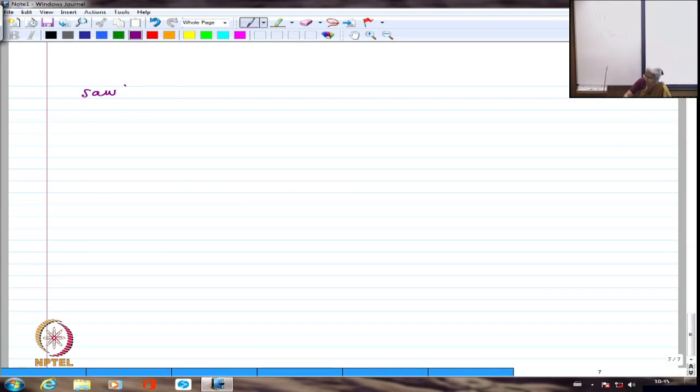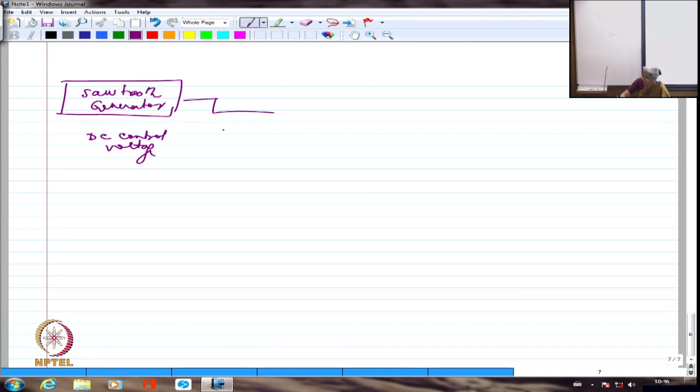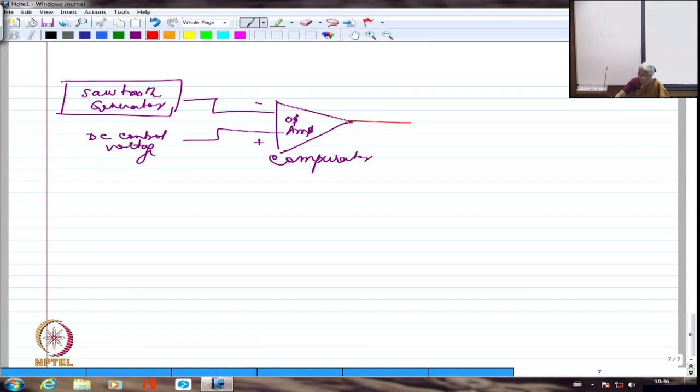I have a sawtooth generator. I have a DC control voltage. Both of them are fed to an op-amp comparator. So this is plus and this is minus. What I get from here obviously will be a waveform what we wanted, depending upon how much is plus VCC and minus VCC. Right? So I will get correspondingly this value.